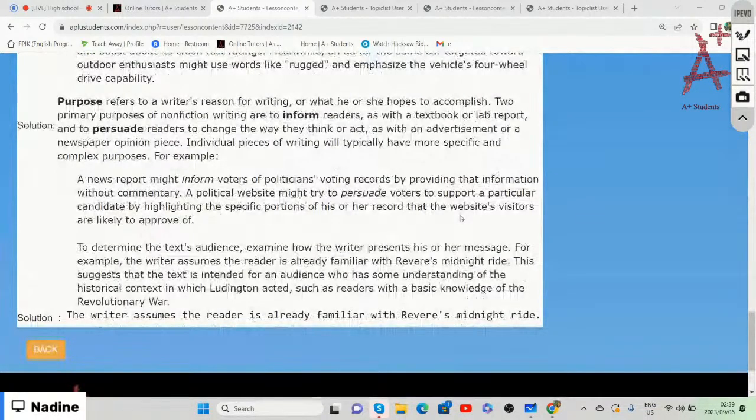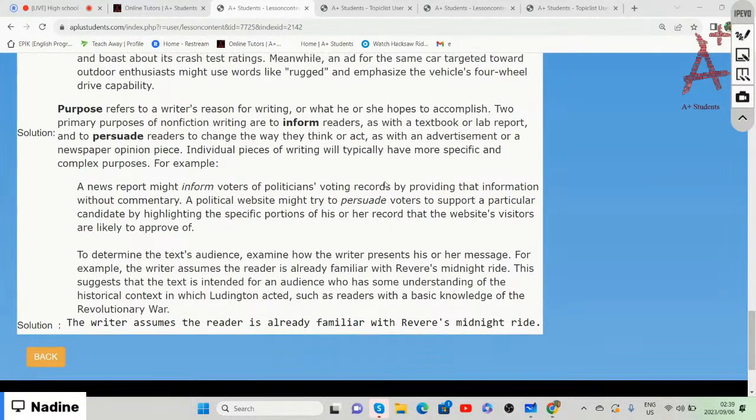So the writers will just assume that the reader is already familiar with Revere's Midnight Ride. And that is why they are not giving much information about Paul Revere. And this will also suggest that the text is intended for an audience who has some understanding about the historical context in which Luddington acted, such as readers with basic knowledge of the Revolutionary War.